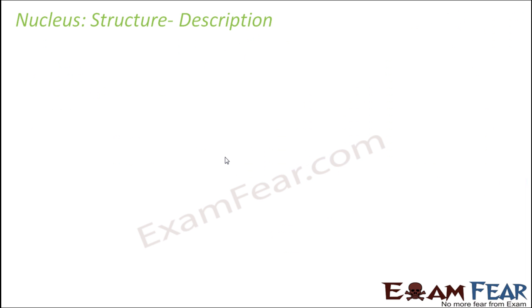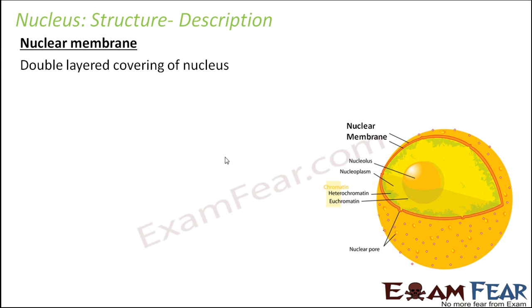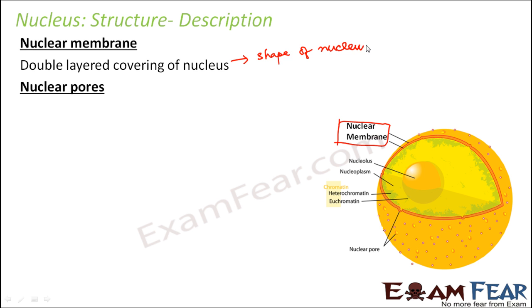So now let us quickly describe each of the parts in more detail. Whichever part we discussed in the last slide, we will now discuss them in more detail. So let us start with the nuclear membrane. As I said, it is a double layered covering of nucleus. So here in the picture you can very clearly notice the double layered nuclear membrane. See that there are two lines. So these are the two layers of the nuclear membrane. The next thing is that, as I said, it helps to maintain the shape of nucleus. So it gives proper shape to the nucleus.